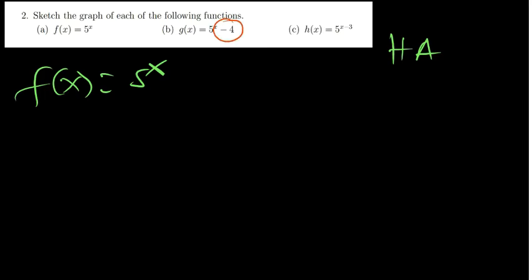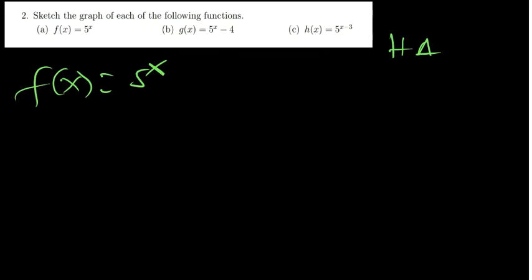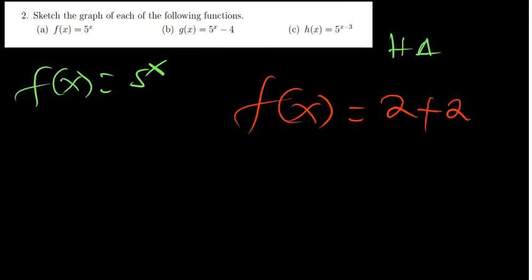Okay, so in a case where I have f of x equal to 5^x plus 2, in this case the horizontal asymptote is 2. But if you don't have anything added here, the horizontal asymptote is 0. Now in a case where you have f of x equal to 2 plus 2^x, it's the same, meaning in that case the horizontal asymptote is going to be 2.